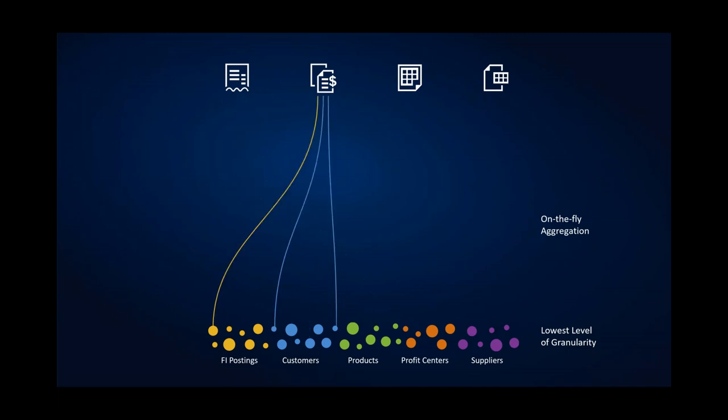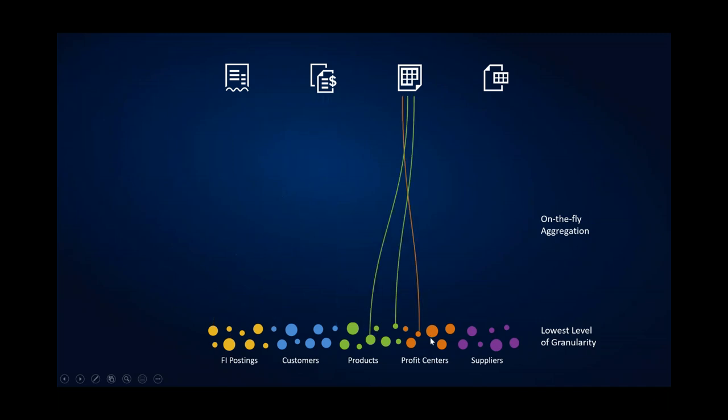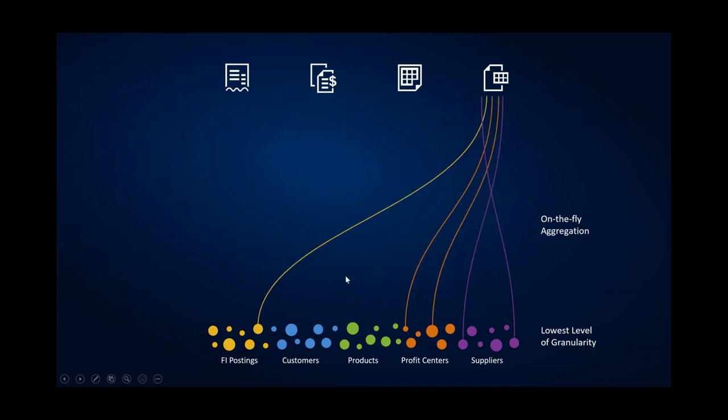So what do you do? You do aggregation on the fly. For example, I want information of customer and product in an FI posting, I do it real time. I want product information going to my product profit center, I do it real time. When I'm doing my FI posting, I want my supplier, I want to update my profit center, I want to update my FI posting, and all those postings and aggregations happen on the fly. Not static, on the fly.